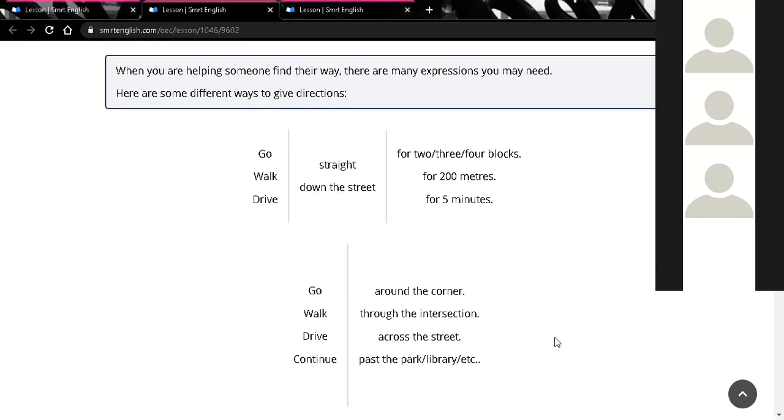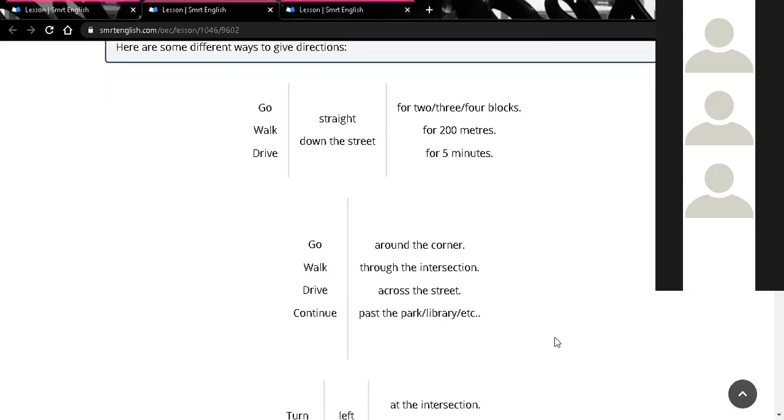Go around the corner. Sí, esa es la vuelta de la esquina. Go around the corner. Walk through the intersection. What does this mean? That we're going to have 2 streets intersected. Drive across the street. Continue past the park, library, etc. Past the park es como que pasando el parque, past the library, pasando la biblioteca, etcétera. Entonces el past in this context means pasando tal lugar, right?